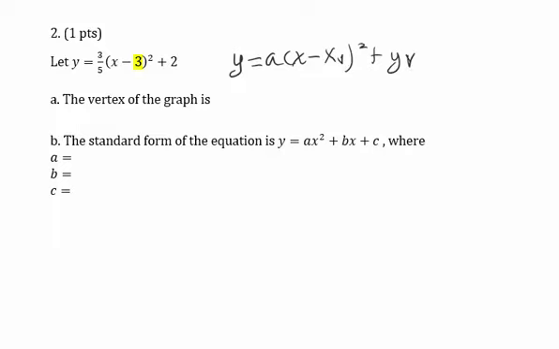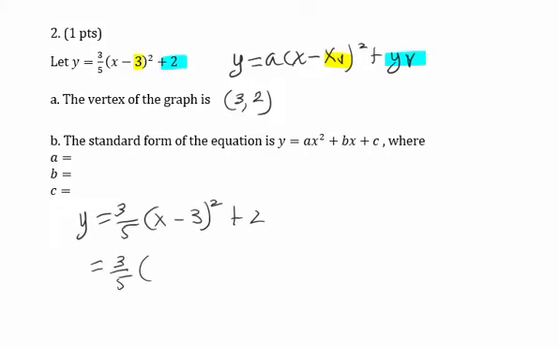Okay, and we see that x sub v is 3 and y sub v is 2, and therefore the vertex is 3, 2. Then we want to write the standard form of the equation. And so we're going to start by squaring the binomial. x minus 3 squared is x squared minus 6x plus 9, and then bring down the plus 2.